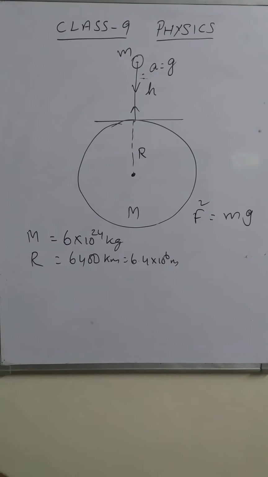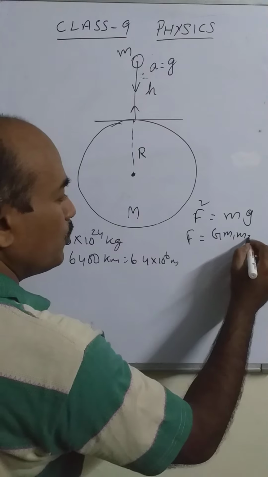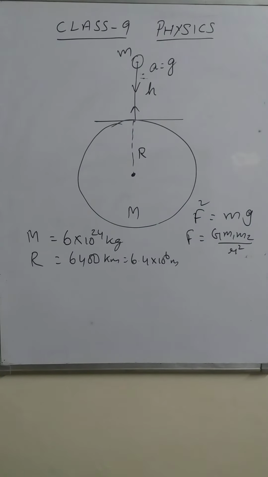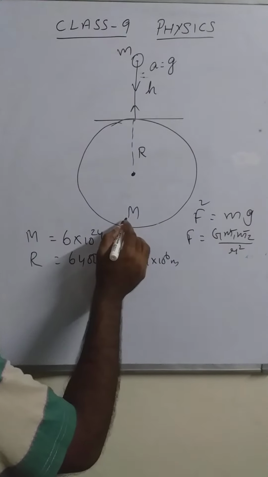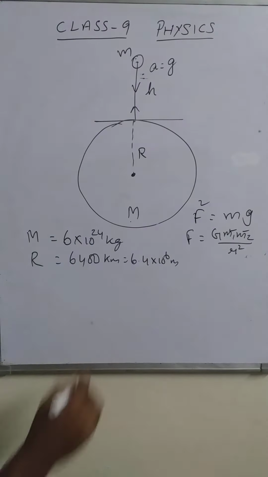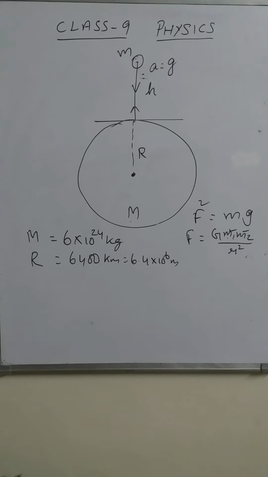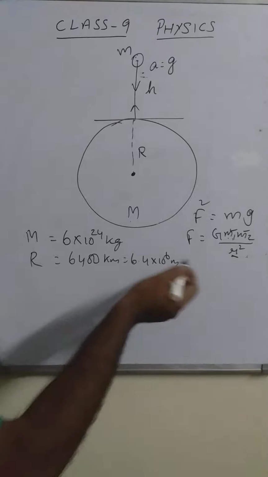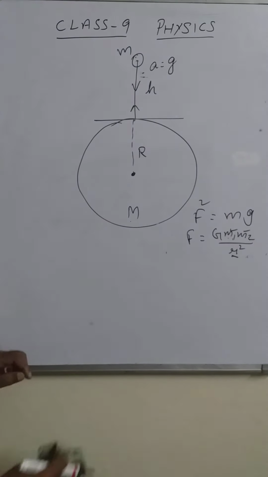But from Newton's law of gravitation, once again the force of attraction is equal to G m1 m2 upon r square. This is the actual formula of Newton's law of gravitation. Here we are taking the two objects as the earth and the other object, so we can write capital M and small m: mass of the earth, mass of the object, and then the distance. This distance is actually from the center of the earth to the center of the object.